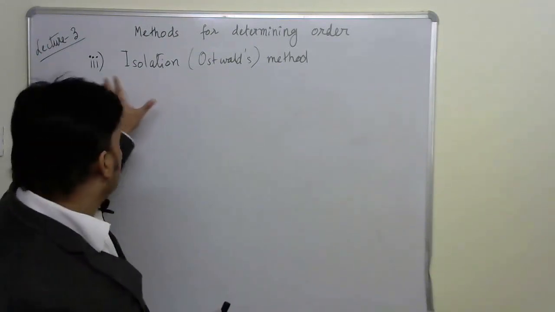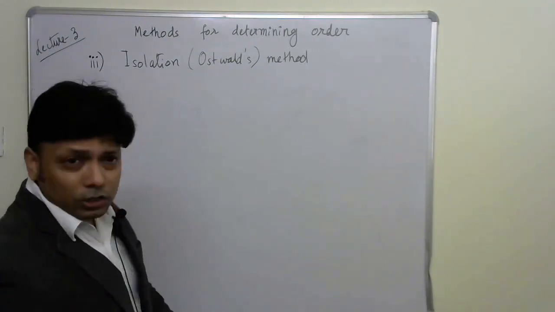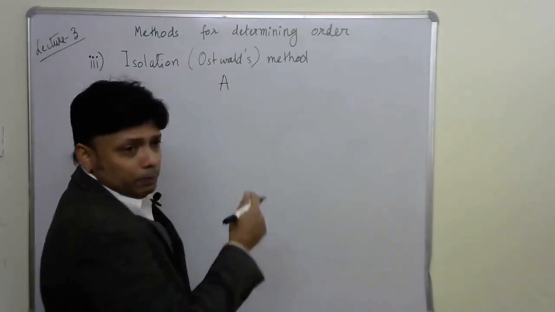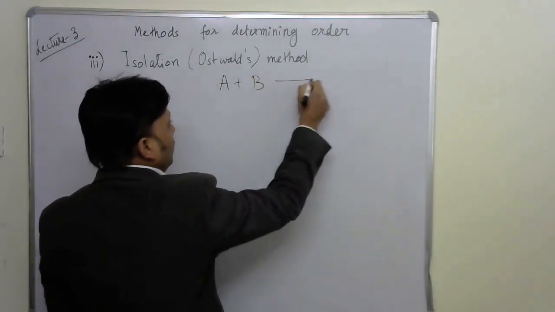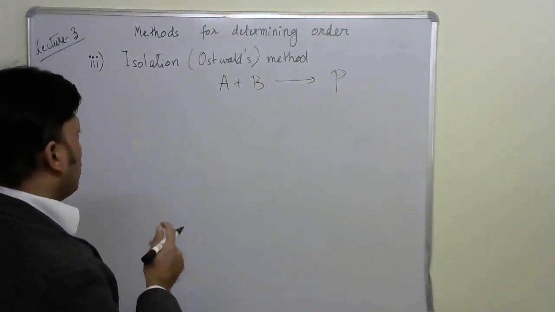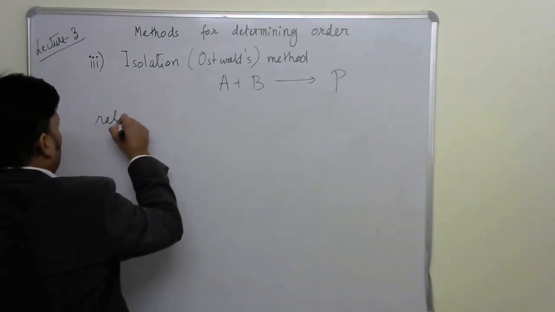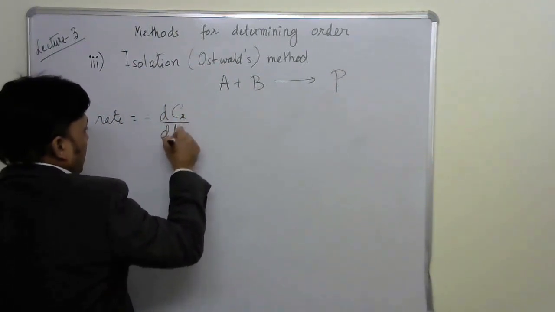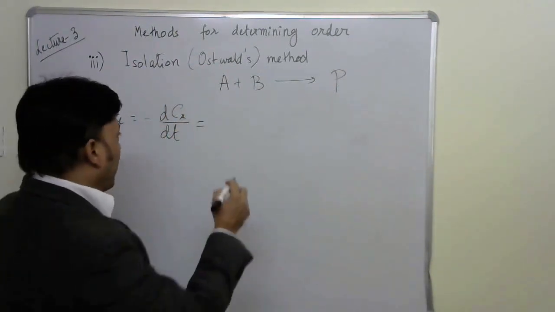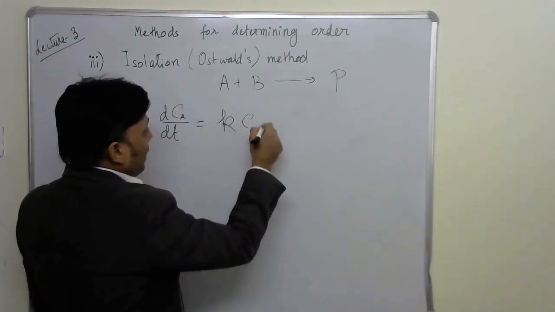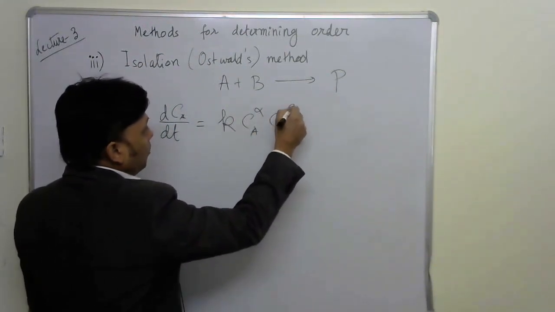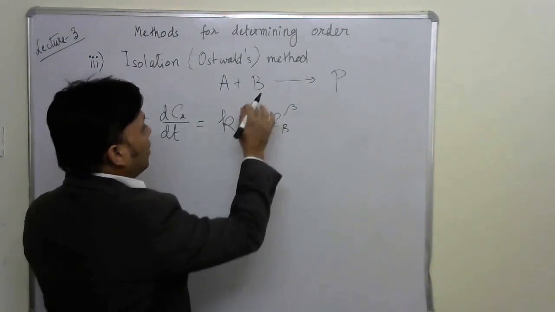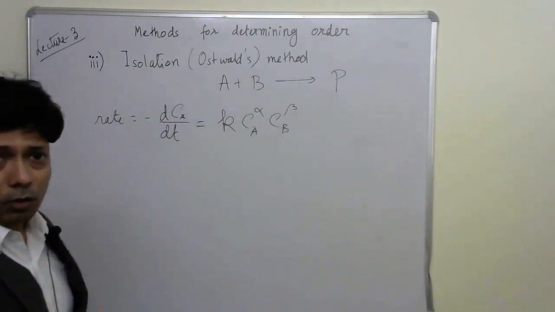So now let's look at the third method, that is the isolation method, also known as Ostwald's method. Here we basically take an unknown reaction like this: A plus B going to P. For any unknown reaction, the rate can be expressed in terms of, say, minus dCA/dt, the disappearance of one of the reactants, equal to the rate constant times CA to the power alpha and CB to the power beta. Obviously these are the concentrations of the 2 reactants respectively, and here alpha and beta are unknown. We are going to figure it out.